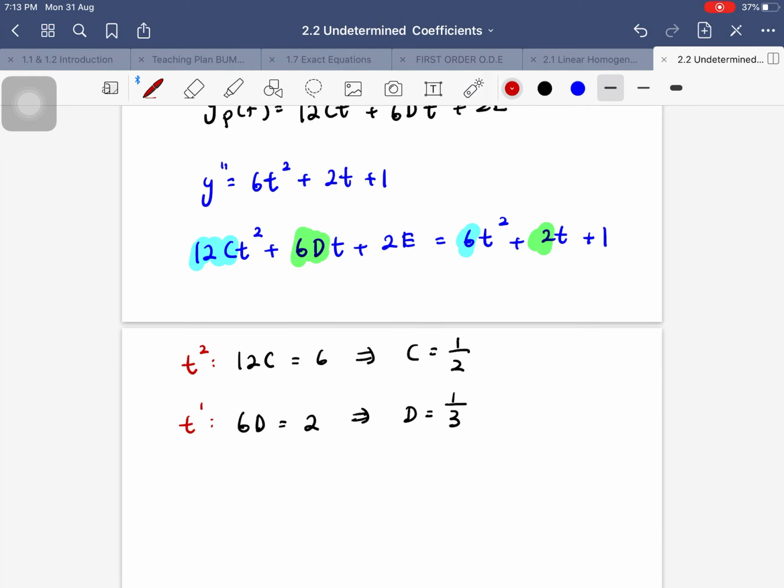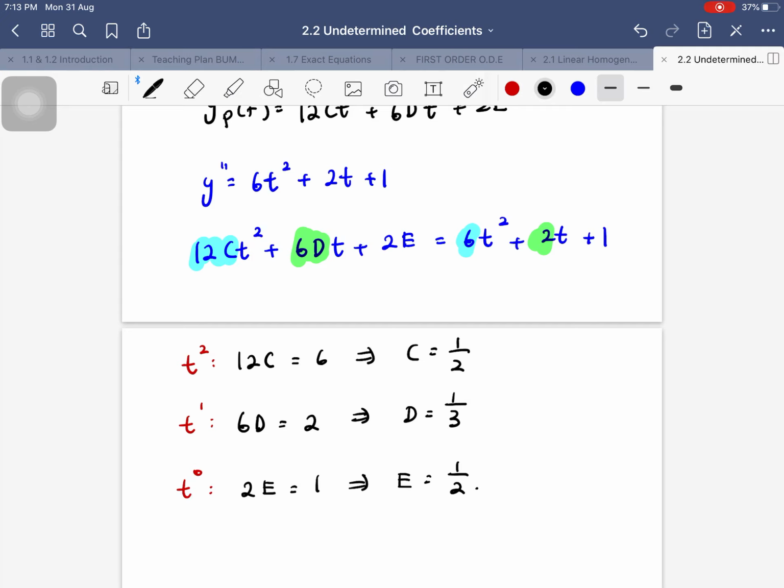And then the last one is going to be the constants. So concerning t to the power of 0, I only have 2e equal to 1. So straight away we can tell that the e value is going to equal a half, 1 over 2. Right, so now that I already have all the values, I have a half, 1/3, and a half.